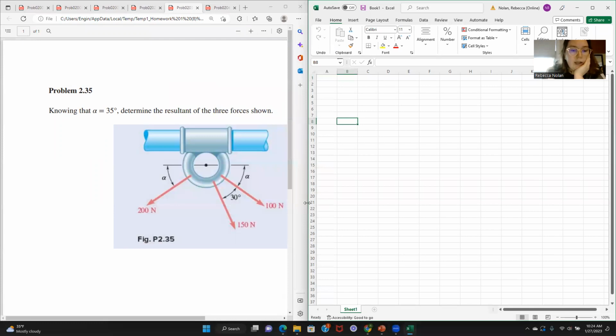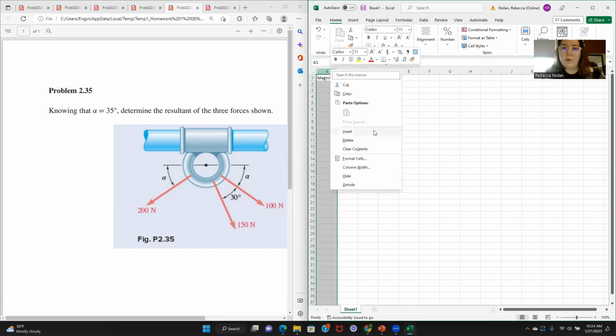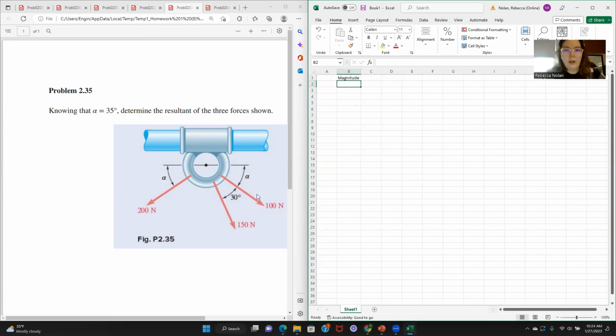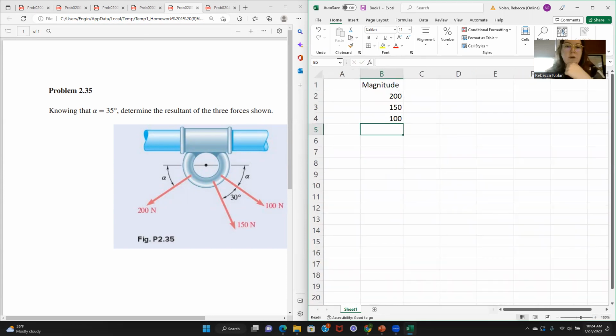Okay, so these forces don't have names, so I'm just going to go straight in with magnitude. I'll put one before it though, just so I can label our resultant force. Okay, so going left to right, we have a 200 Newton force, a 150 Newton force, and a 100 Newton force. We can also blow this up a little bit. We want to determine the resultant of the 3 forces shown.